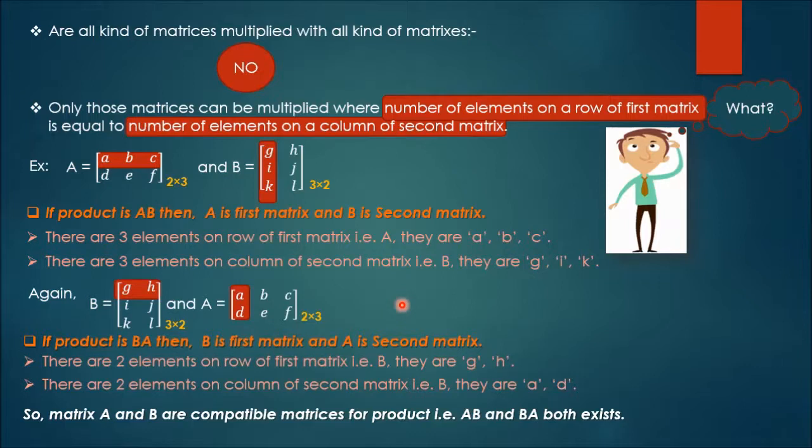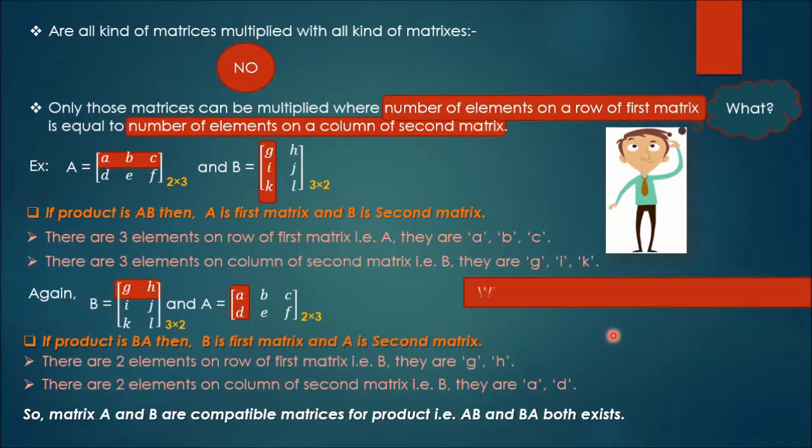Matrices for which the products AB and BA both exist. So the criteria for matrix multiplication is: the number of elements on a row of the first matrix must be equal to the number of elements on a column of the second matrix. How to multiply? We are going to do that also.